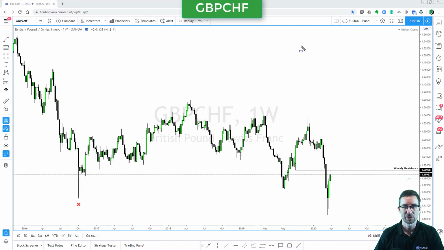And lastly, I want to share a setup on pound Swiss franc. After the market came crashing down, taking all this liquidity, I do expect the bigger move to happen to the upside. But we've reached our first level of resistance here, and we're going to be looking on the lower time frames for potentially a bit of a correction before the market goes higher, and try to play this short move.